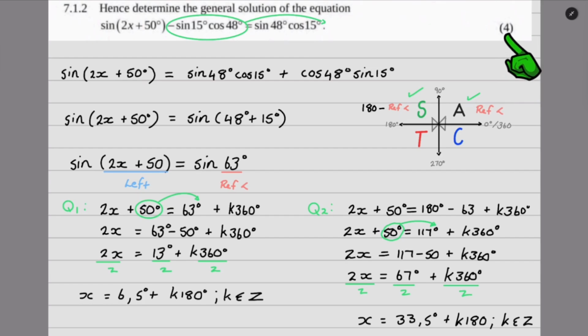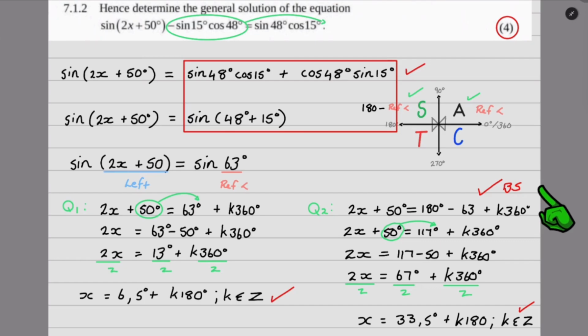So let's see where our 4 marks are coming from. Okay, these are quite hard fought marks. The use of our compound angle identity gets us our first mark. Both separate solutions get us our second mark. And then the third and fourth mark comes from each general formula.